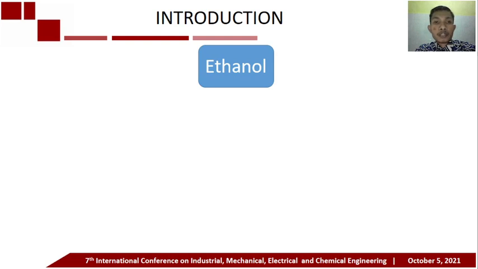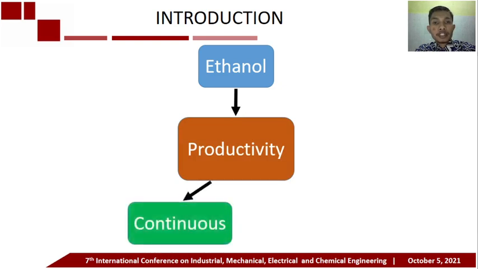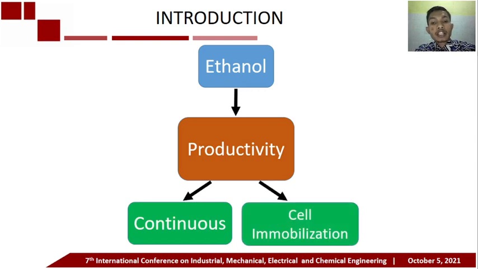During the coronavirus pandemic, the demand for alcohol has increased, and therefore the price has also increased. This can be overcome by increasing productivity, so that the demand for alcohol can be met. Productivity can be increased by continuous process or cell immobilization method.